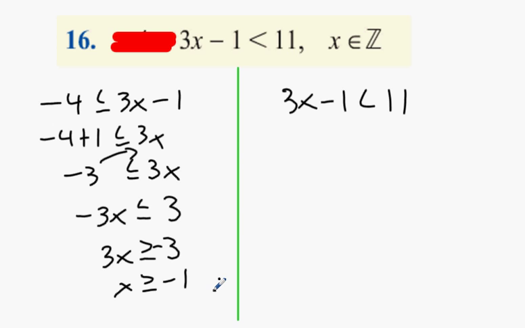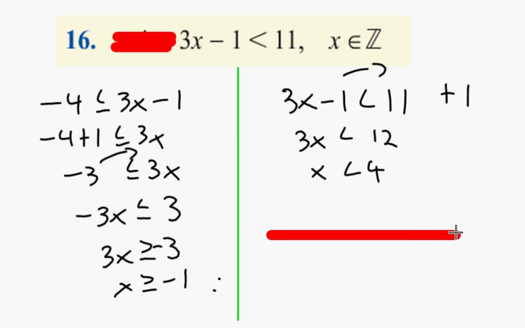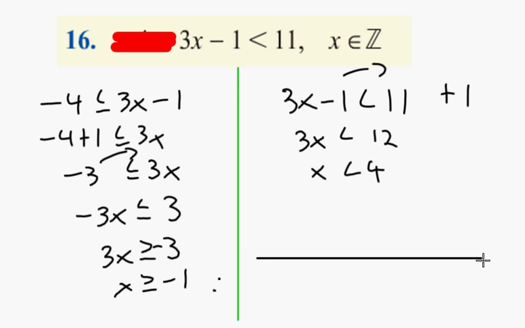Now what's next? The other one, what about this one? 1 over the other side, what happens? Plus 1. 3x equals 11 plus 1, which is x less than 4. Are we including decimals and fractions? No. Why? Z. Element Z, integers, okay? So what happens next?